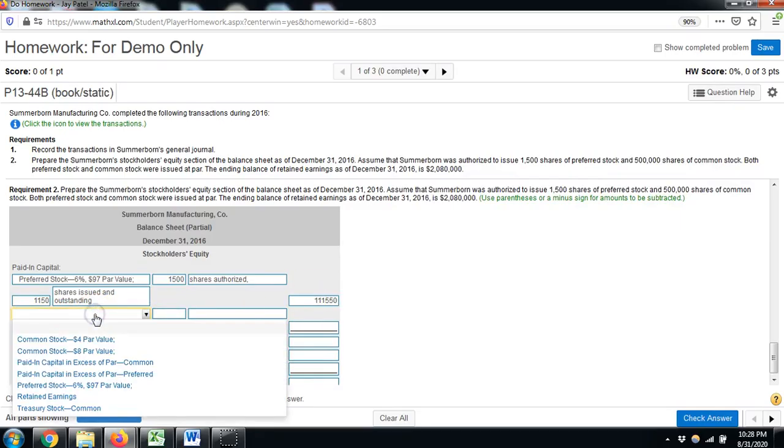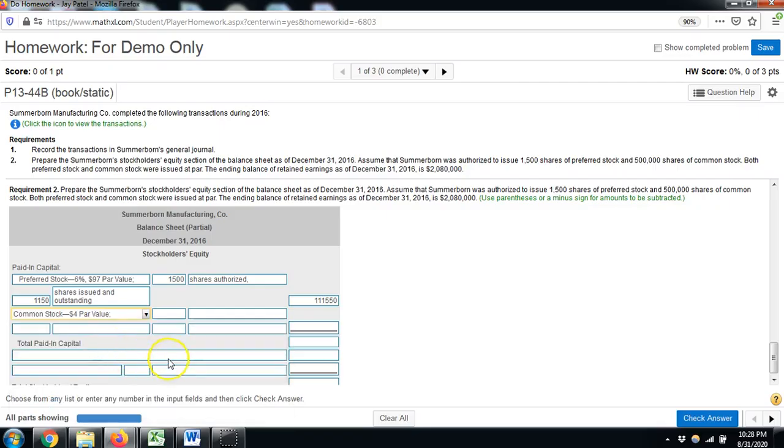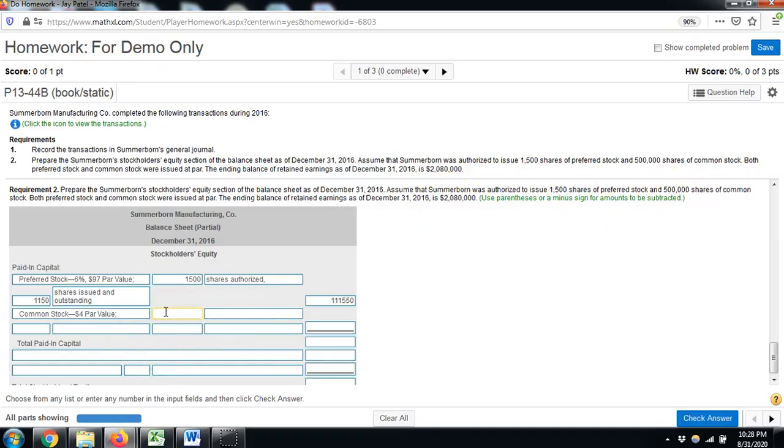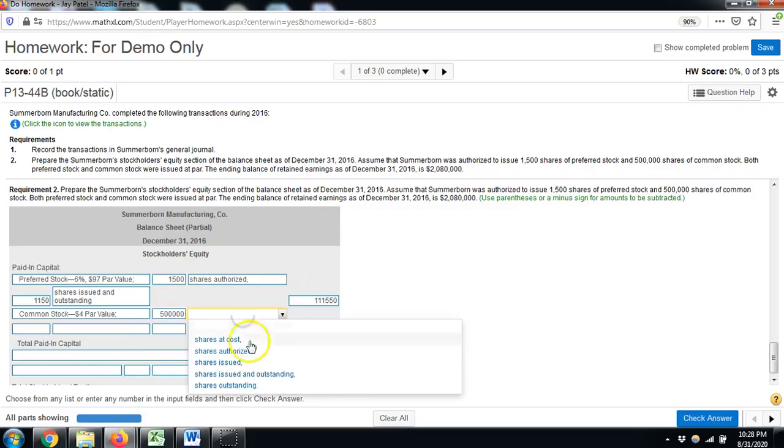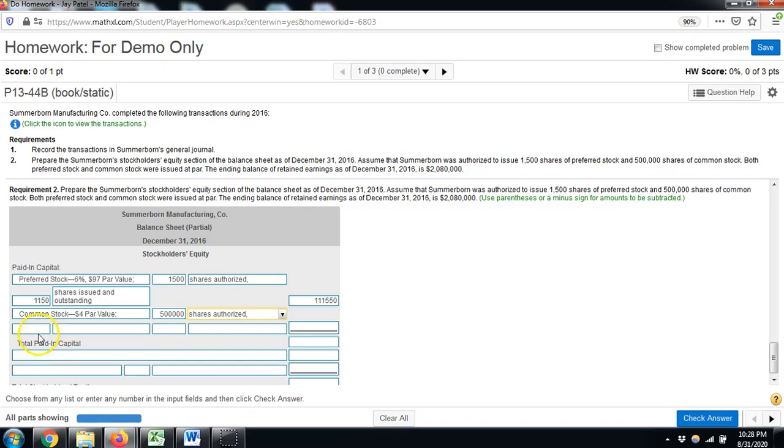Okay, so now let's do our common stock. So remember we did a stock split. They're trying to test you here. It used to be 8, but we did the stock split, so it's actually $4 par value. And we had 500,000 shares authorized. And then how many do we have outstanding?